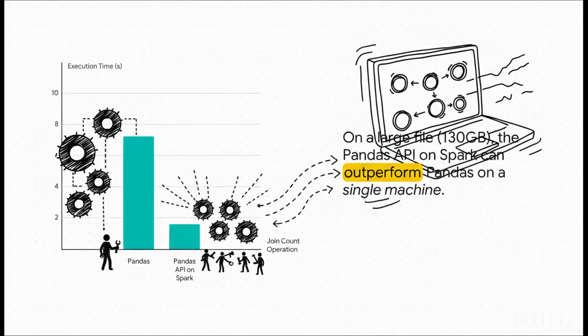Okay, now check this out, because this might actually surprise you. You'd think Spark only wins when you have a big cluster of machines, right? But look at this chart. Even on a single powerful laptop, the Pandas API on Spark can actually be faster than regular old Pandas. How is that possible? Well, Pandas is mostly single-threaded. It uses one CPU core. Spark was born for parallelism. It'll light up all the cores on your machine. So even on one computer, that multi-core power can make a huge difference.